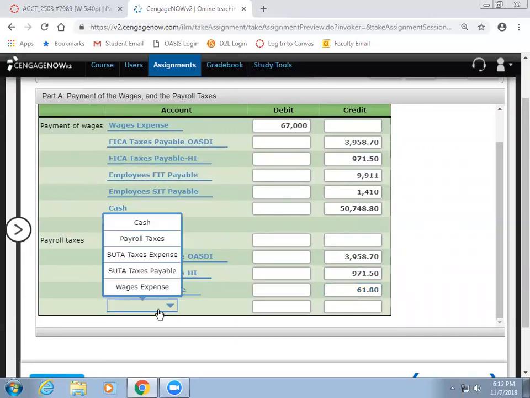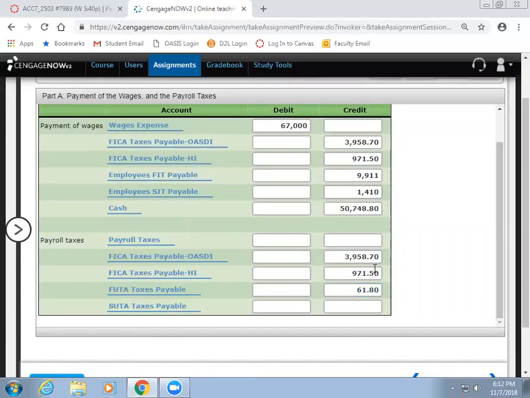And then last but not least, we have our SUTA taxes payable, which they told us were 4.1%. They gave us the state contribution rate. So again, we're going to take the 10,300 that they told us was taxable times 4.1%. Very good. $422.30.